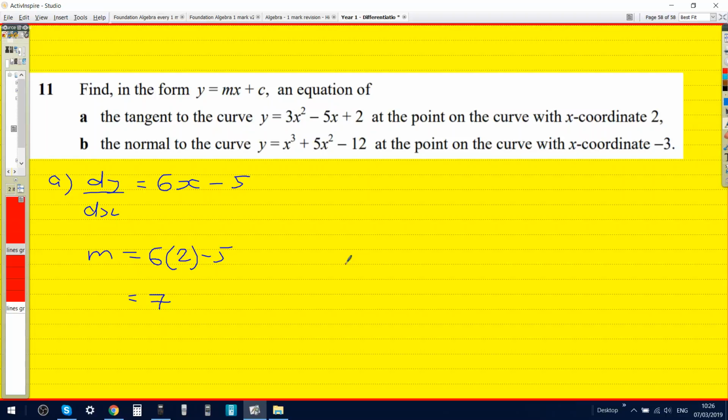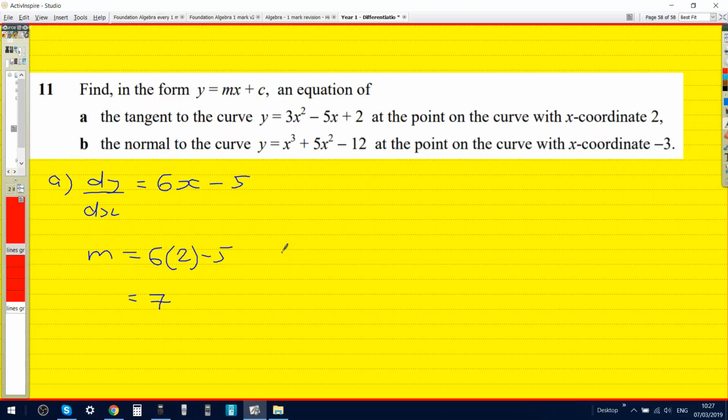Instead of using the y minus y1, do you use y equals mx plus c? You might as well use y minus y1 and then just rearrange that. Okay. So y minus. We don't know the other y. Can you just leave it as y minus y1?